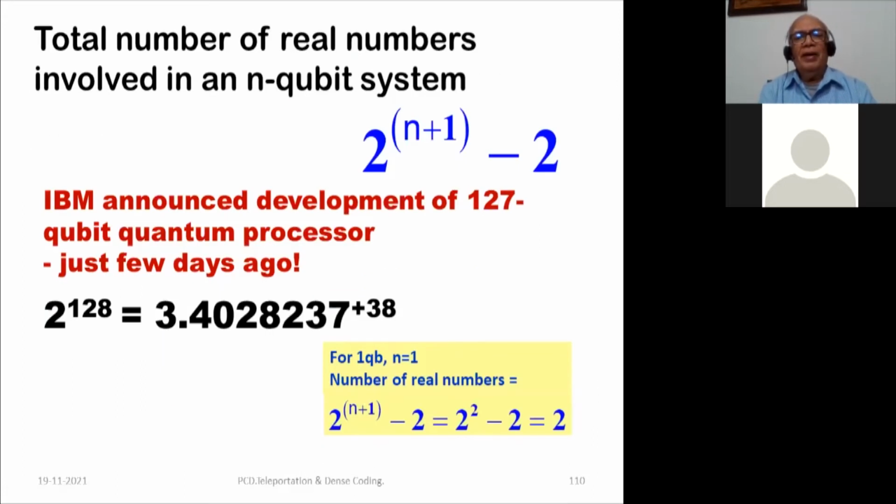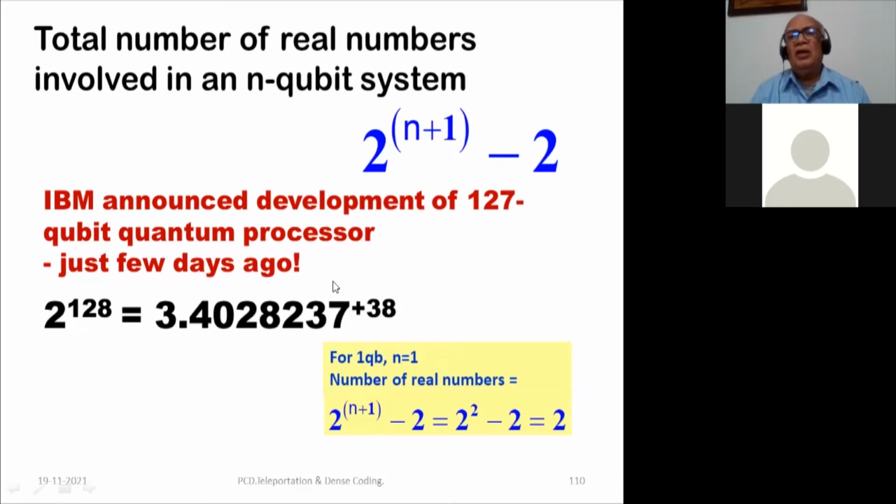And this whole information science is really now exploding because of the quantum bits. Because a huge amount of information can be put into it. Look at this amount of information. It goes as 2 to the power n plus 1 minus 2. And just 2 or 3 days ago, IBM announced the development of a 127 qubit quantum processor. So this is the amount of information that it can handle.